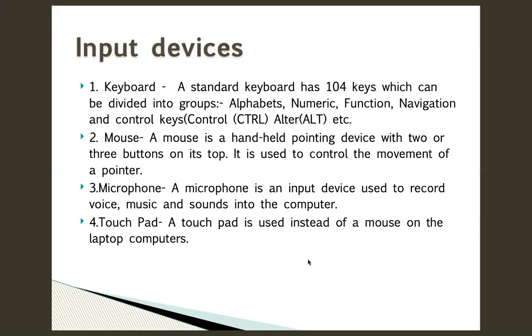Now let us see about mouse, the second input device. A mouse is a handheld pointing device with 2 or 3 buttons on its top. We have already seen the mouse. One is left, right, and scroll button. So almost 3 buttons are always there. It is used to control the movement of the mouse pointer.